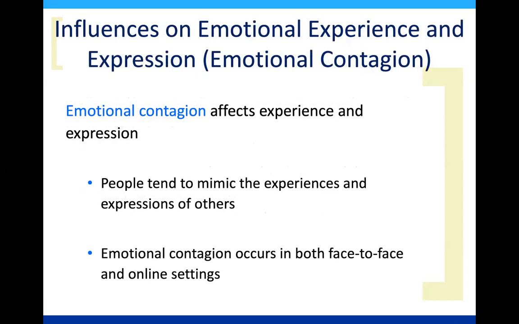Emotional contagion affects experience and expression when we talk about emotion. Ultimately, at the core of emotional contagion, we see that people tend to mimic the experiences and expressions of others. So if you are feeling sad and you're crying and your friend is with you, there is a very good likelihood that that person will start to mimic that behavior, and they in turn will feel sad. Ultimately, it's an empathic response when you look at the root of it.